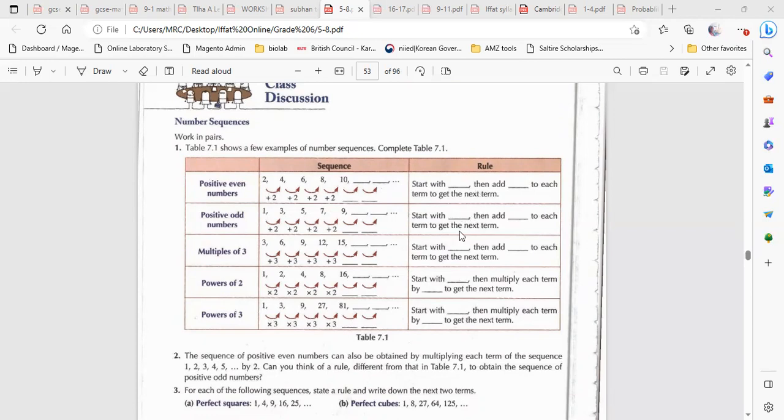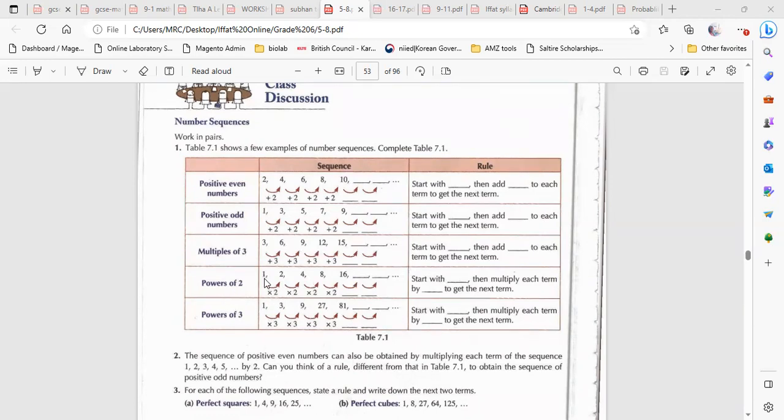So this is the rule. We have to learn the rule. So for each sequence, we have a different rule. Multiples of 3 means 3 1s are 3, 3 2s are 6, 3 3s are 9. So we are having all the multiples of 3. So start with 3, then add 3 to each term to get the next term.